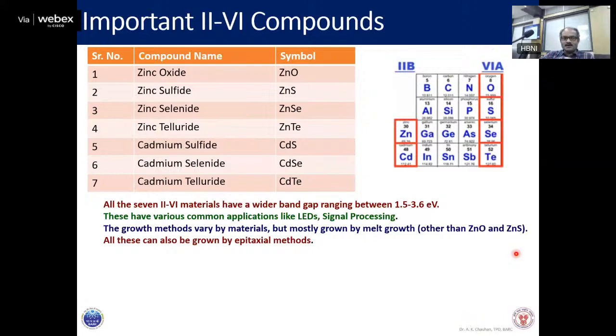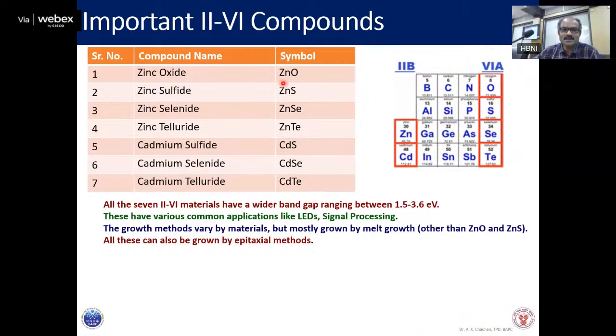Similarly, let us see important 2-6 compounds. Group 2 means they have two electrons in the outer orbit. Group 6 means they are short of 2 electrons. So these 2 electrons go to the group 6 element, meaning these 2 electrons are taken by the other element, and effectively you have 0 electrons, or in the ideal situation you will have 0 electrons.